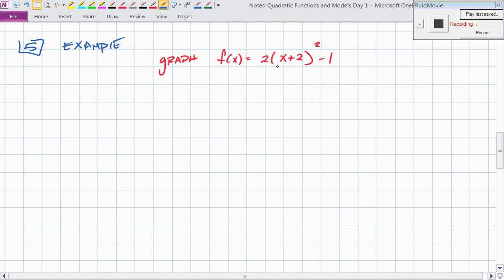I have a quadratic. It's in standard form. Remember, standard form is a times x, oops, that should be x minus h quantity squared plus k. All right, so this is our standard form. Notice that it's in standard form already.